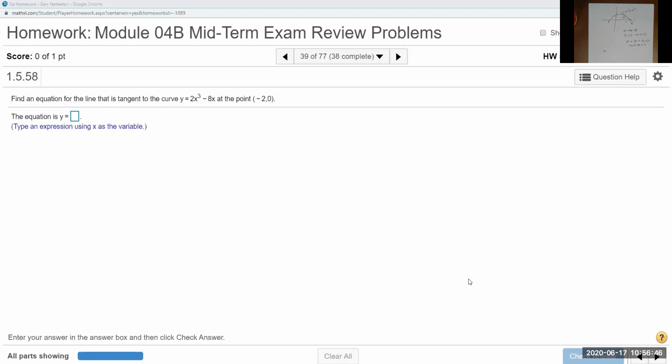So problem 39 says, find an equation for the line that is tangent to the curve y equals 2x cubed minus 8x at the point -2, 0. So now we've got a function here, an equation, and we're trying to find the equation of the tangent line at this point on the function or on the equation.